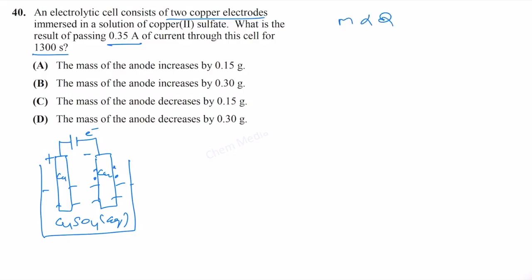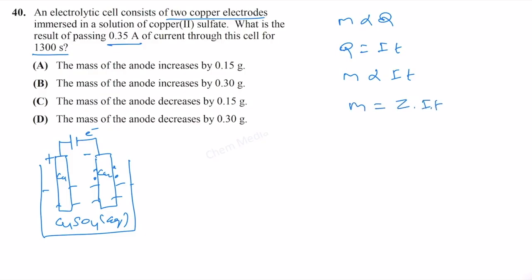Therefore, M is proportional to Q. Q is equal to current times time. Therefore, M is proportional to current times time. To get rid of the proportionality constant, we introduce a constant called Z, that is the electrochemical equivalence.